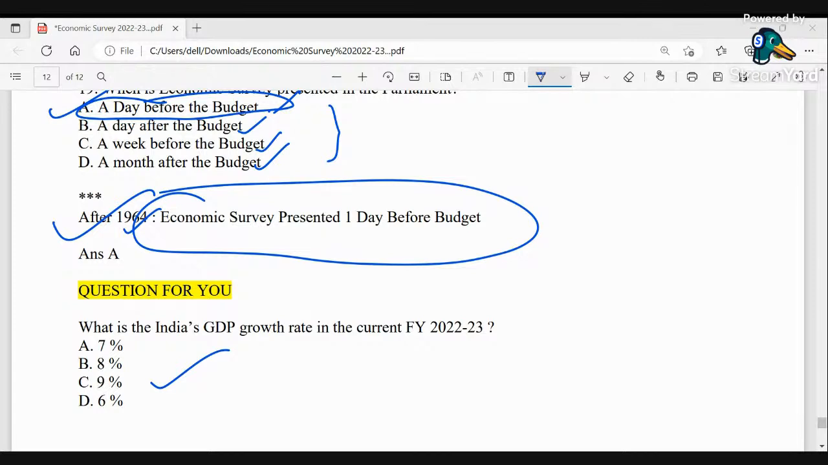D. Okay. Good. So it's 6%. That is the India GDP growth rate in the current financial year 22-23. So this is the category of answer. This is the type of questions that will be asked in the coming prelims with respect to the economic survey.